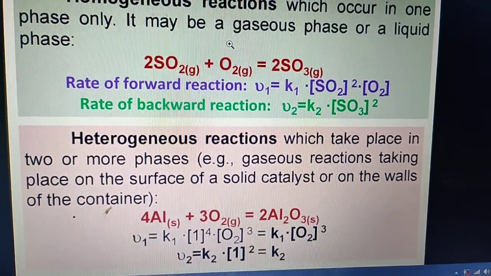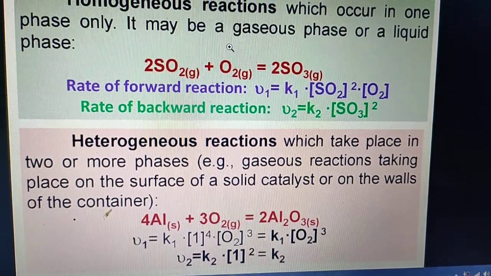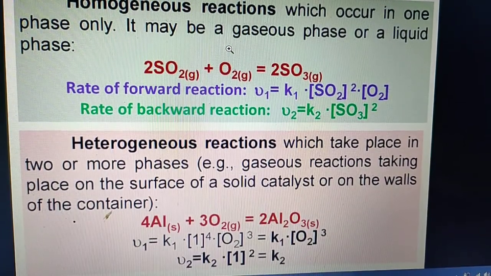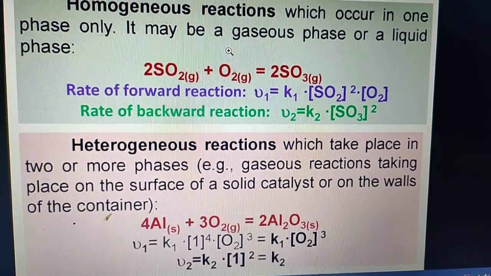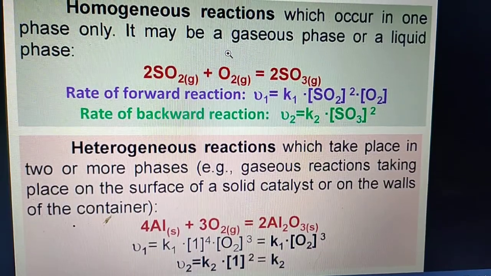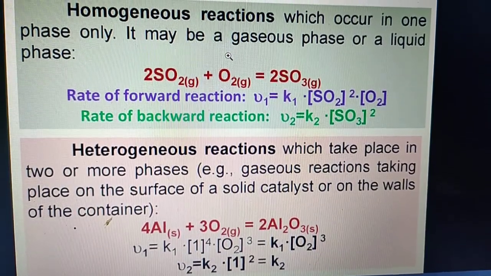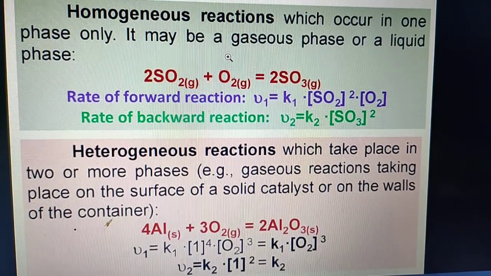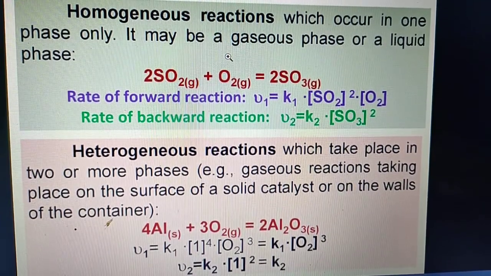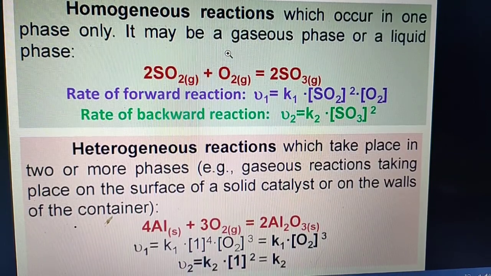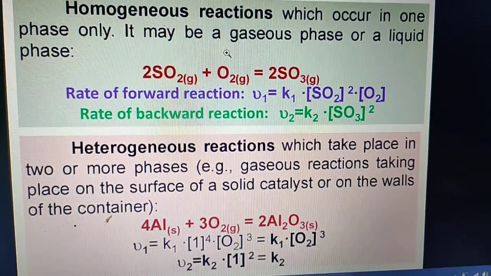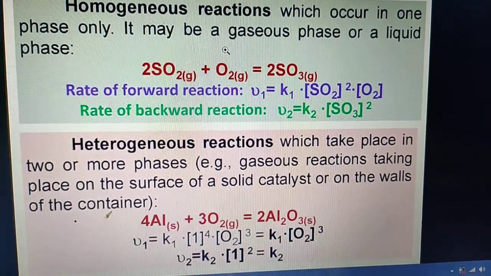So I hope that on the basis of physical state of the reactants and products, there are 2 types of reaction. One is homogeneous and another is heterogeneous. Homogeneous reactions are those in which the reactants and products are present in the same phase, and just opposite to that, heterogeneous reactions are those where the reactants and products are present in different physical states.